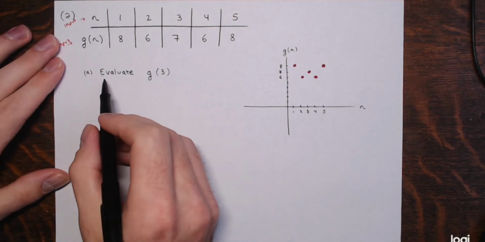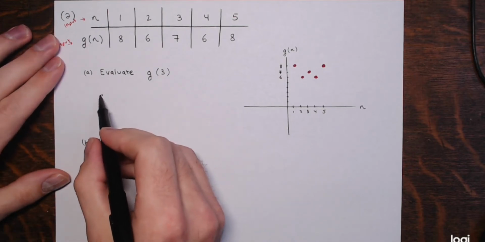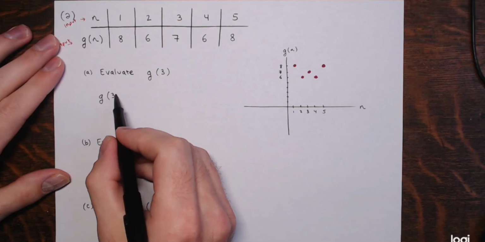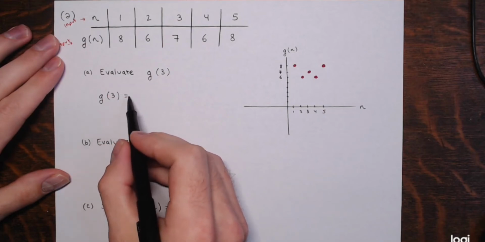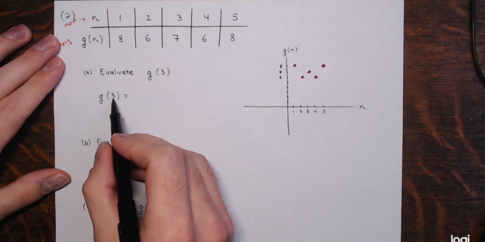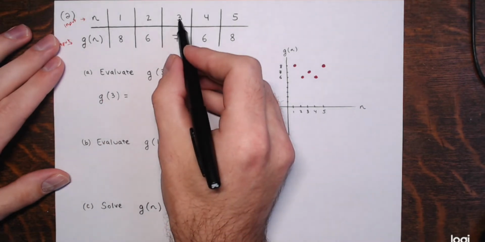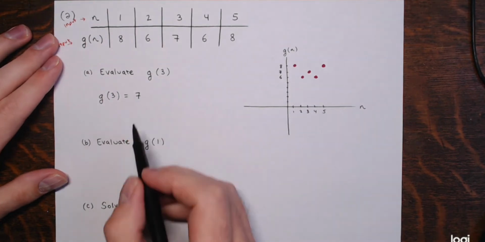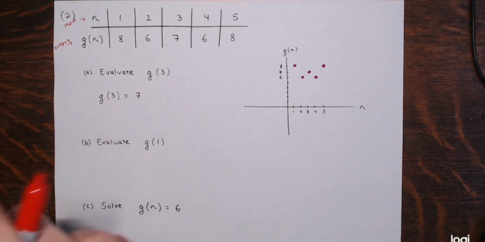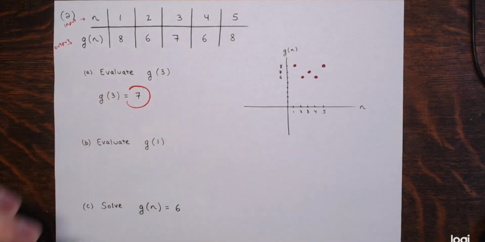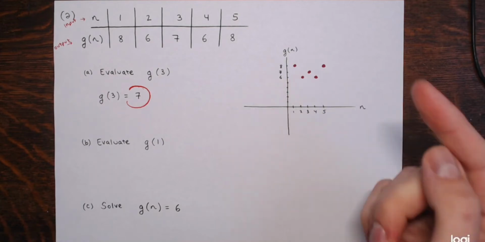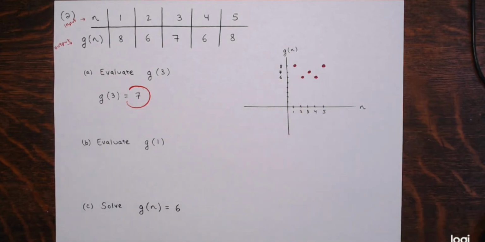So the first part, what's g of 3? So this means n equals 3. So just what's the output when the input is 3? Well, that's here, right? Input 3, output 7. And that's it. G of 3 is 7. The ordered pair 3, 7 would be on the graph, and I already plotted that. Right? 3, 7.